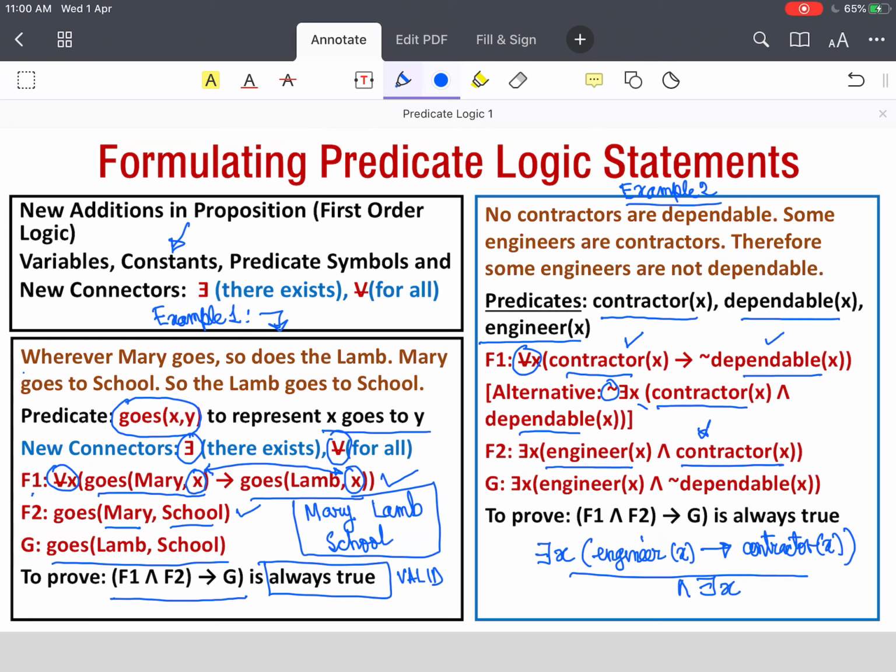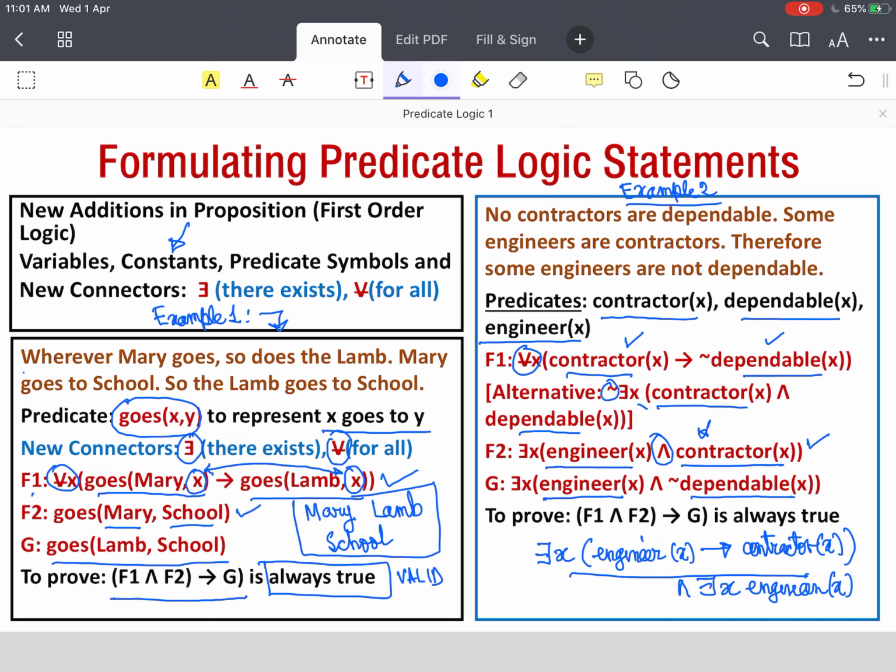So, if we write this and there exists X, engineer X, then this formula is the same as this formula. That is why we don't write it as an implies, but we write it as an and. What is the third sentence? Therefore, some engineers are not dependable, which means that there exists an engineer who is not dependable.